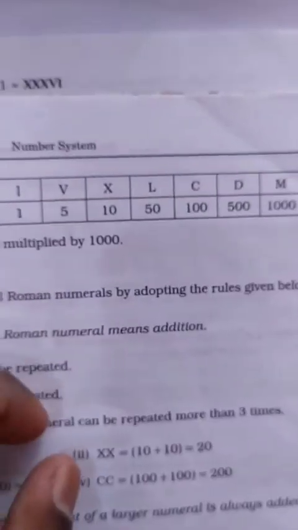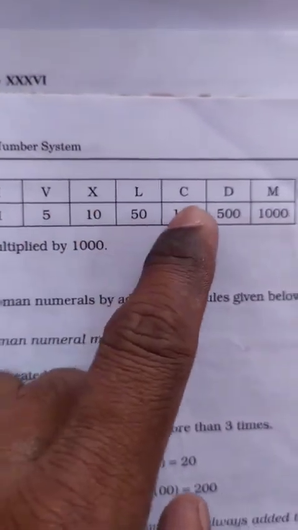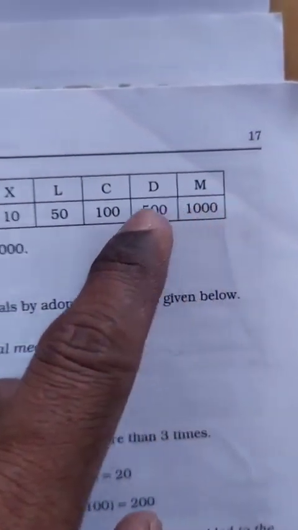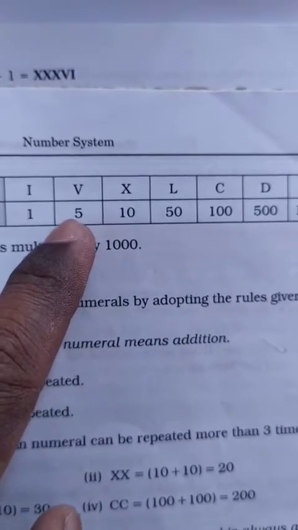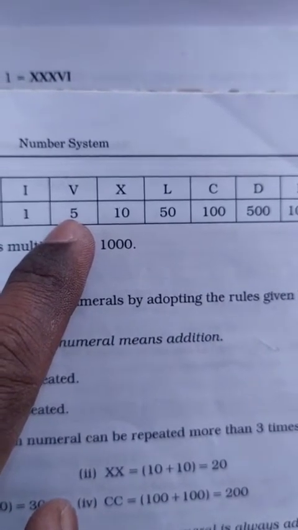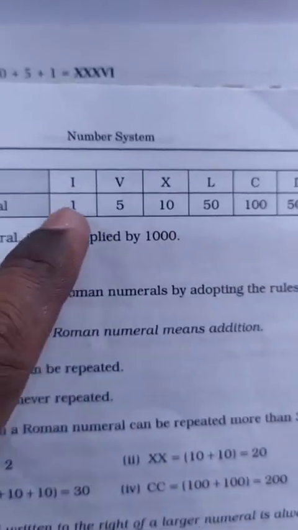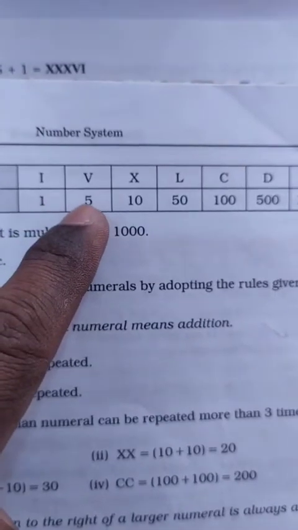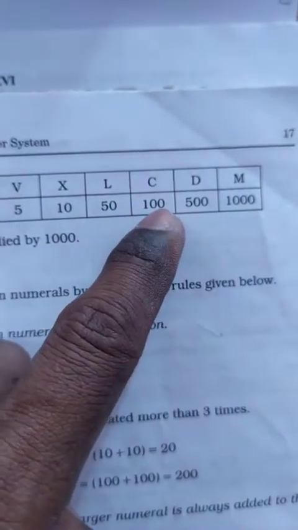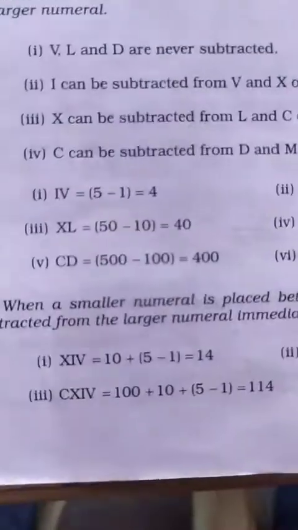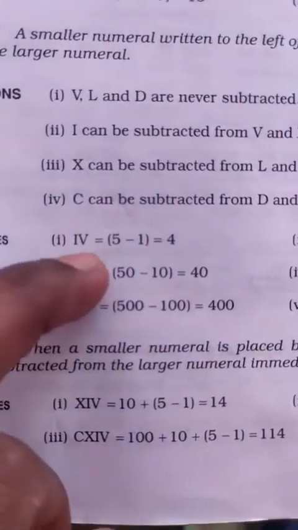Understood? Okay, I repeat again. Only I, X, C and M can be repeated. Numerals containing 5 are never repeated and never subtracted. That is V, L and D. And I can be subtracted only from V and X. Similarly, X can be subtracted from L and C, and C can be subtracted from D and M only. We can see this in the solved examples.